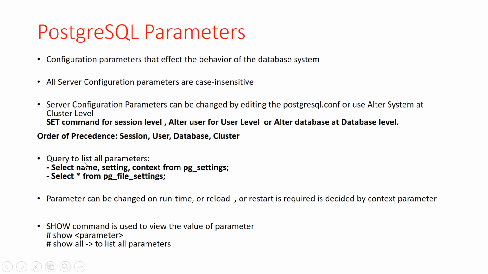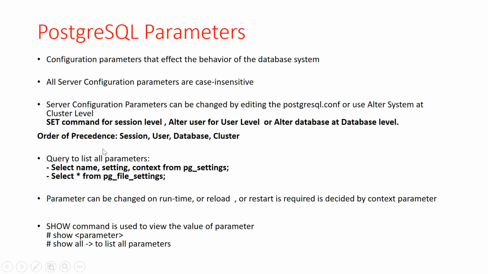For database level we use alter database, for user level alter user. For session level there is no alter session, there is only the set command. When we run the set command, the parameter is set at the session level. We can see all the parameters with the command select name, setting, context from pg_settings, or select * from pg_file_settings. pg_file_settings is a table where you can see all the parameters, or we can do show parameter name as well.